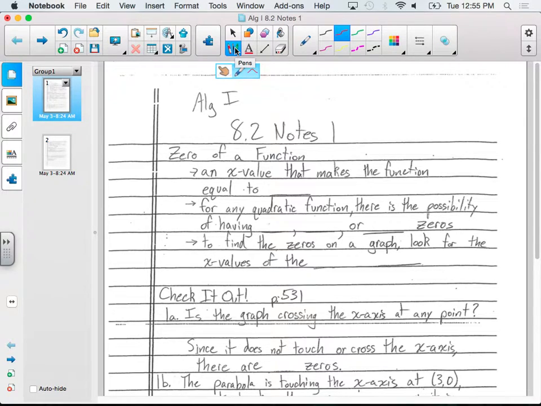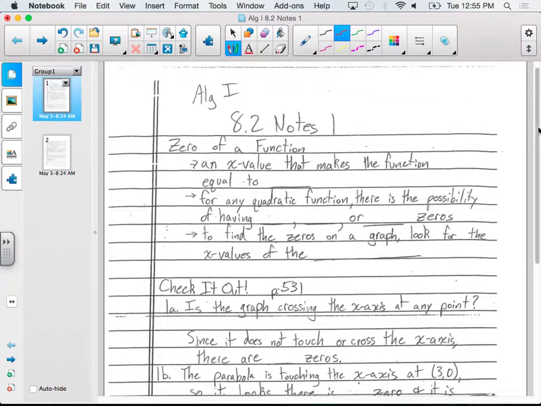Alright, so today we're going to be learning about how to find the zeros of a function and the axis of symmetry. Everyone knows what the axis of symmetry is, right? It's that imaginary line that cuts our parabola in half. Now, zeros, we haven't talked about that much, but we're going to now.